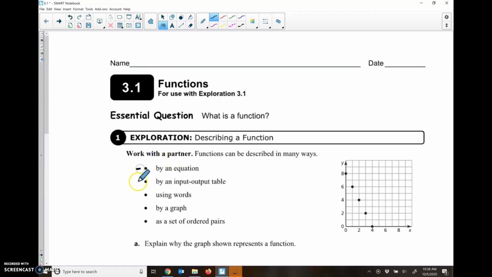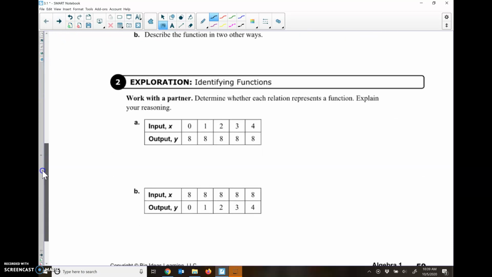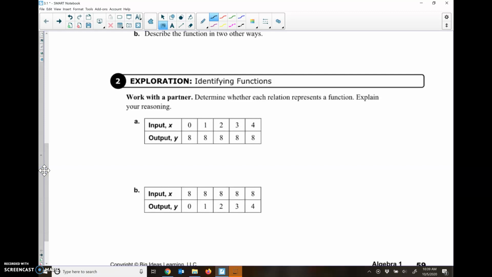So as you can see here, in the exploration, we're going to figure out what a function is with an equation, with an input-output table, with words, with a graph, and with a set of ordered pairs. So there's 5 different things to remember here. This is one where kids are usually thankful that they get to use their notes, because this is a lot to remember otherwise.